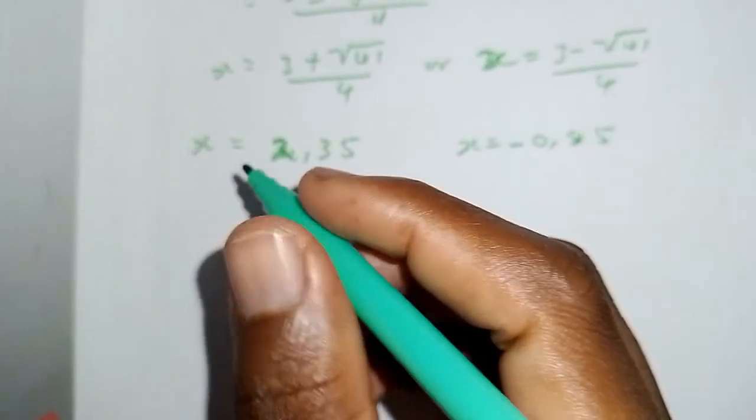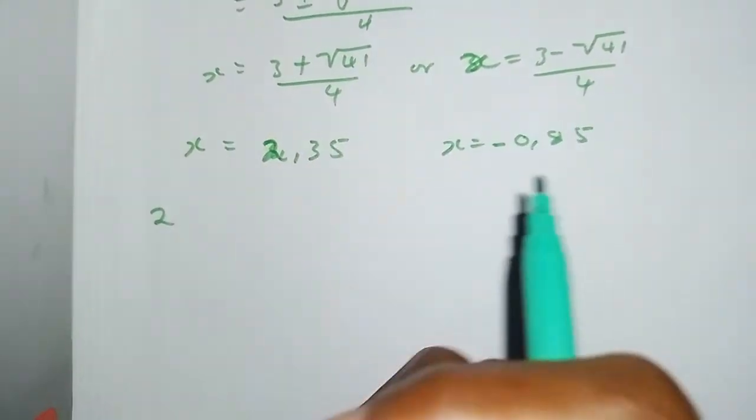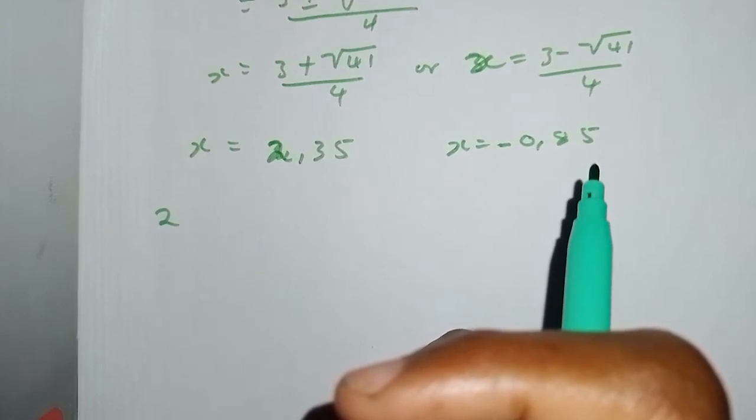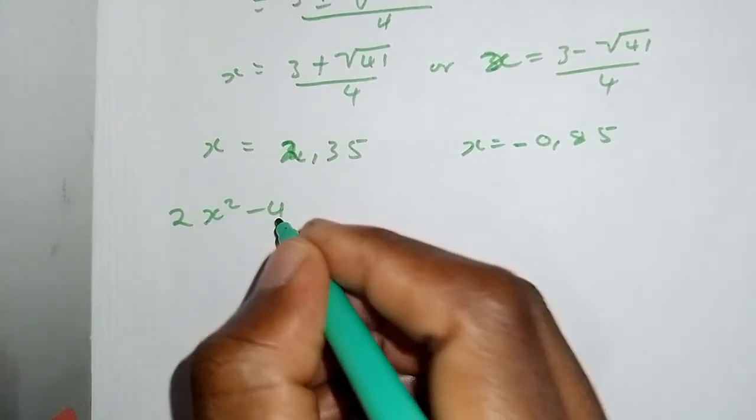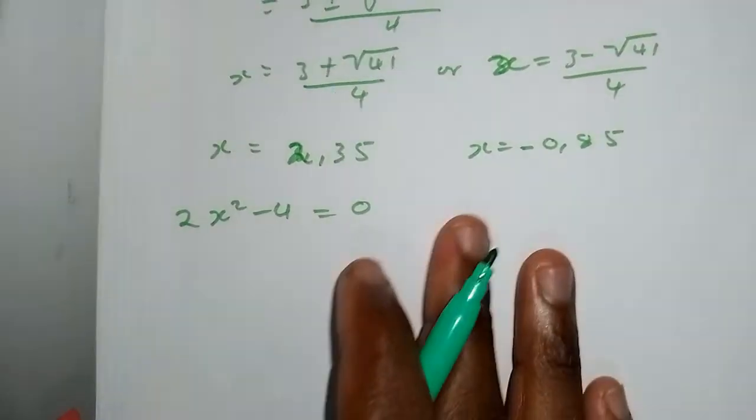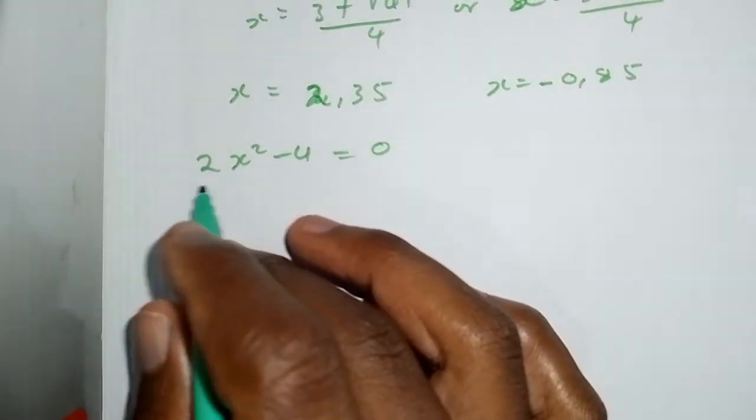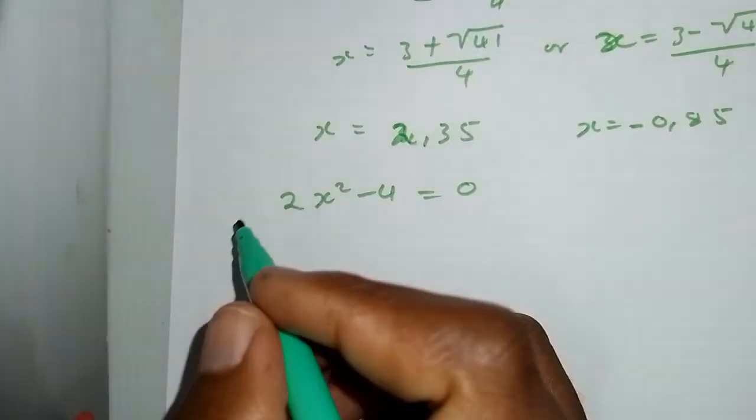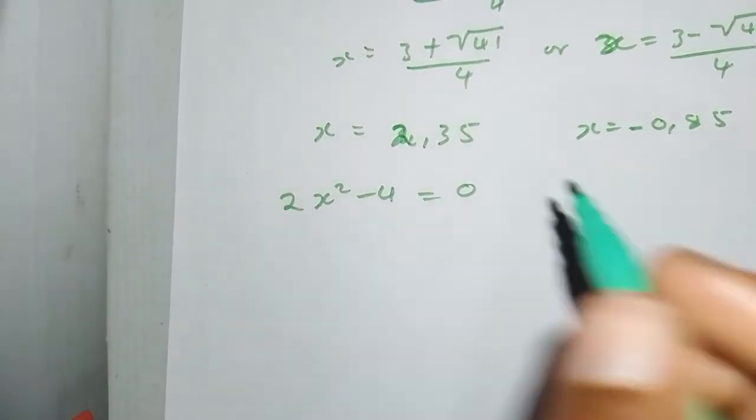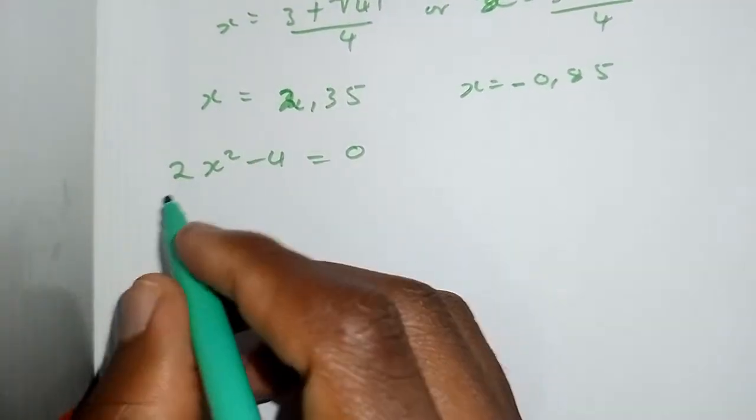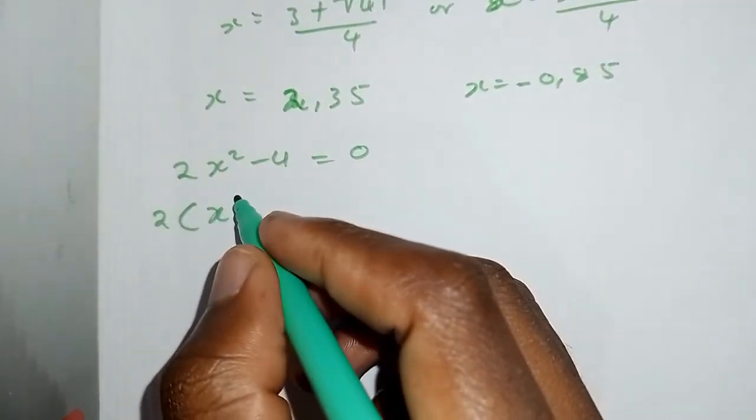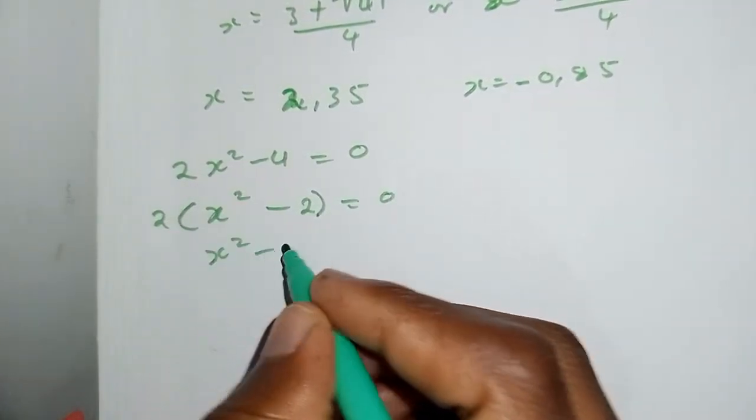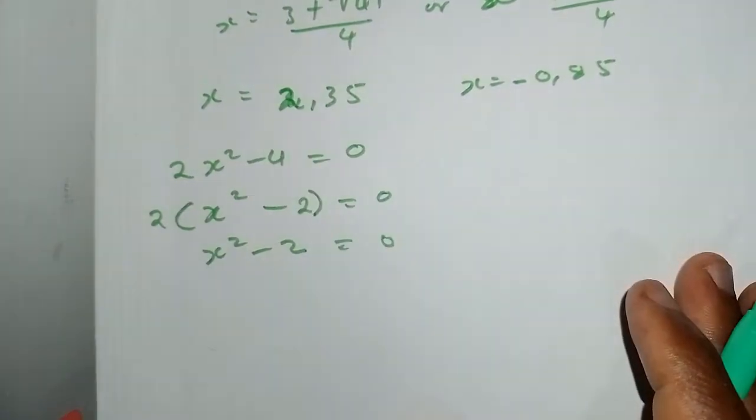What do we have? We have 2x squared minus 4 equals 0. Solve for x. First thing that I need to do, okay, let me not confuse you, just use the quadratic formula. But what I wanted to do is just to say 2 into x squared minus 2, this will give me 0. This is x squared minus 2, then use the quadratic equation here.